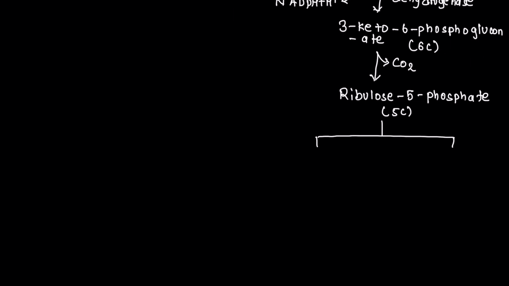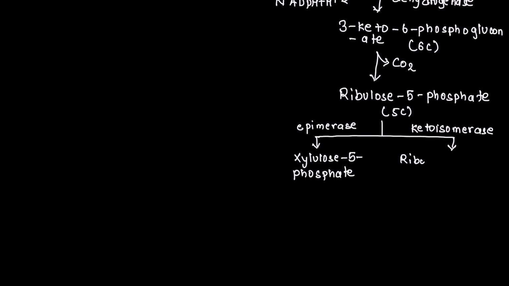This ribulose 5-phosphate, in the presence of two different enzymes, gets converted into two different molecules. First of all, in the presence of epimerase, it gets converted into xylulose 5-phosphate. Then again, in the presence of the enzyme ketoisomerase, it will get converted into ribose 5-phosphate, right? This thing is a pentose, and this thing is a pentose, right?